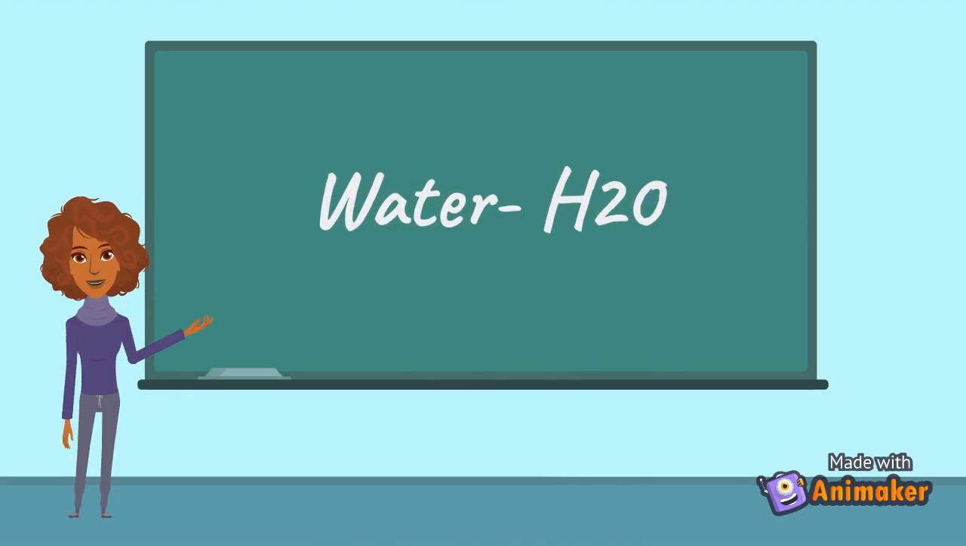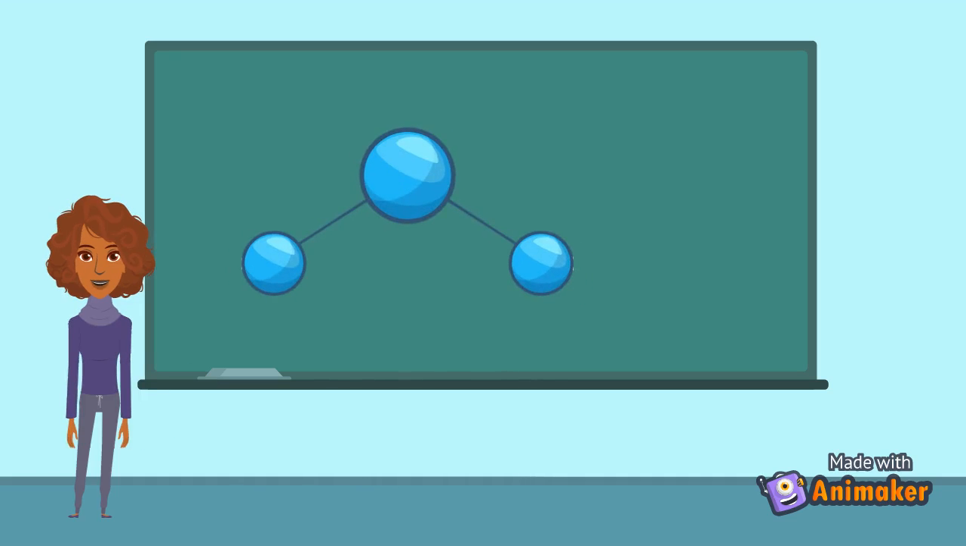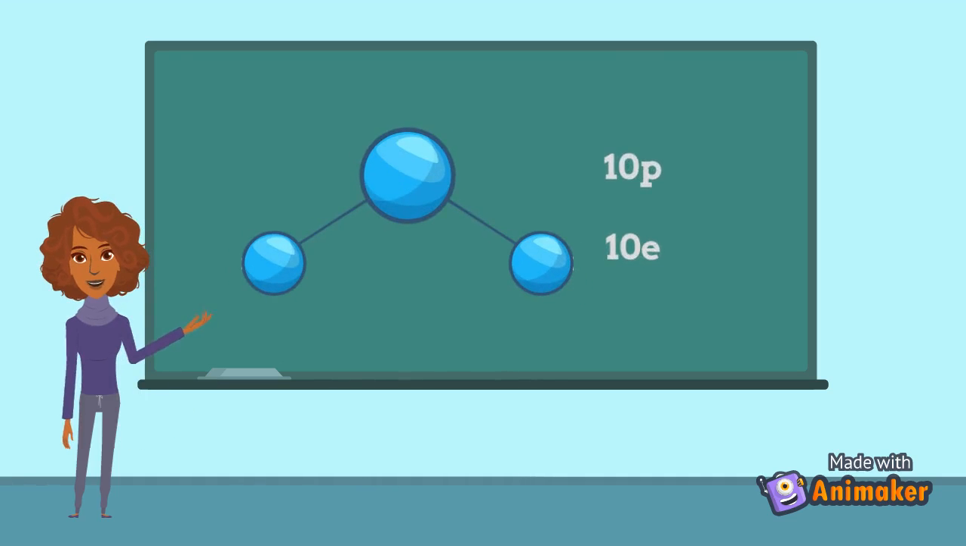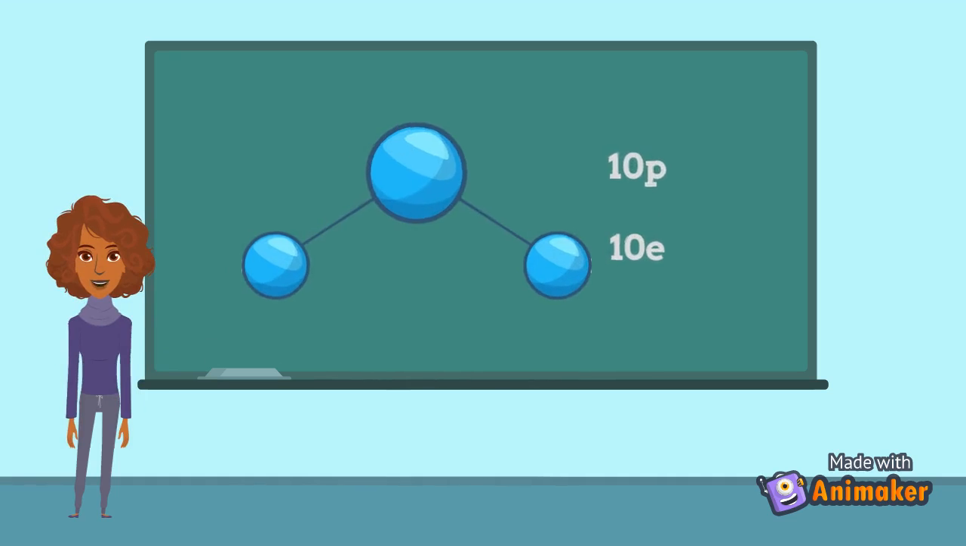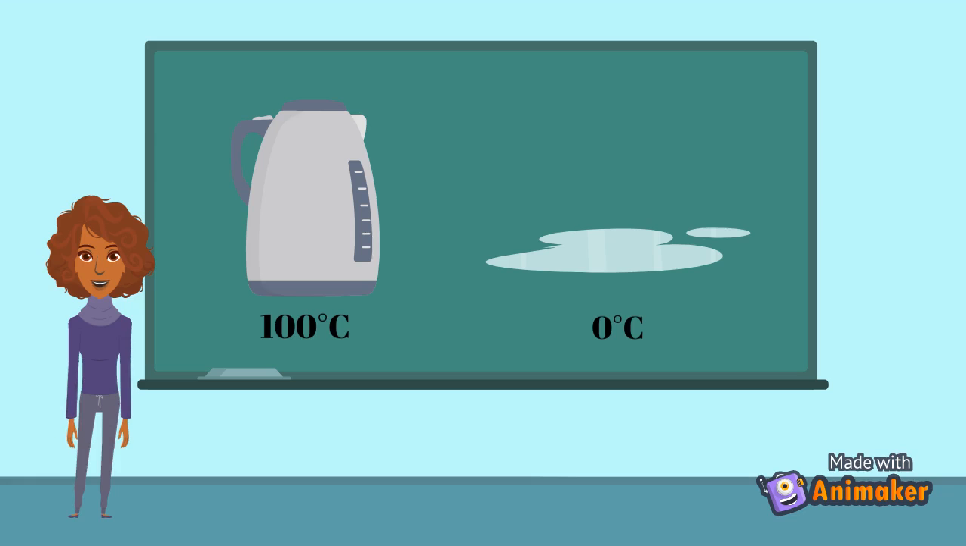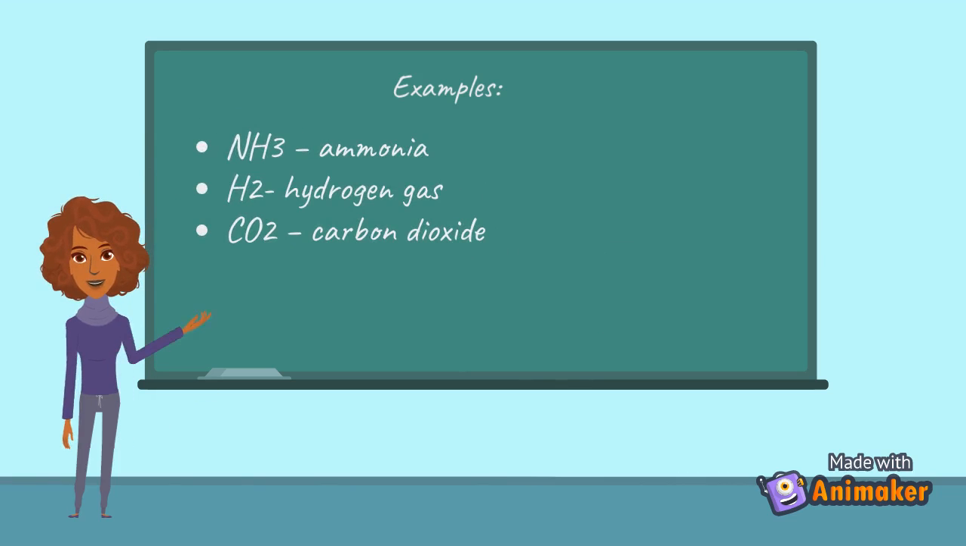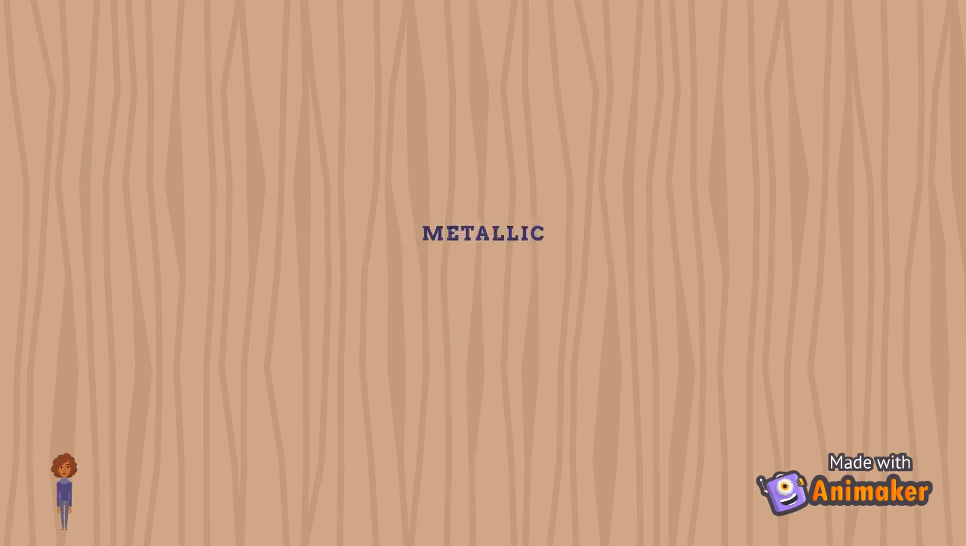A well-known example of a covalent molecular substance is water, otherwise known as H2O. The water molecule as a whole is neutral with 10 protons and electrons, and does not conduct electricity as pure water. Water has a low boiling point of 100 degrees Celsius and a melting point of 0 degrees. As the molecules are separated so easily, this must mean it has weak intermolecular forces holding its molecules together. Other examples include ammonia, hydrogen gas, and carbon dioxide.